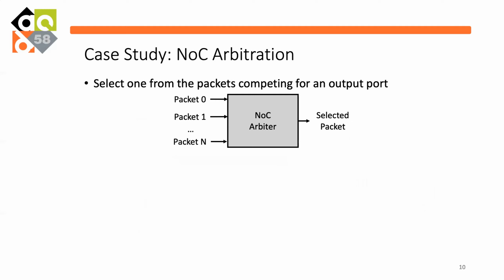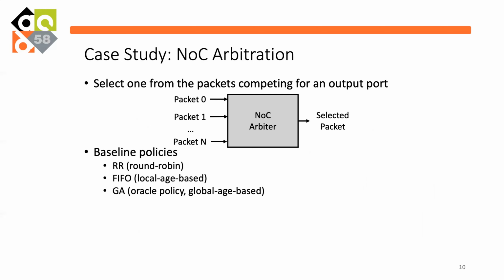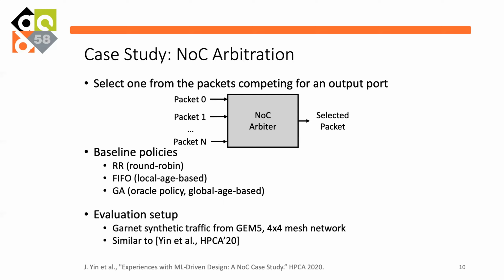As shown in this figure, the goal is to select one from the packets competing for an output port. We compare our approach with three commonly seen baseline policies: round-robin, FIFO, and a global age-based Oracle policy. Our experiments are performed in Gem5 on a 4x4 mesh network, and our setup is similar to a prior work in last year's HPCA conference.